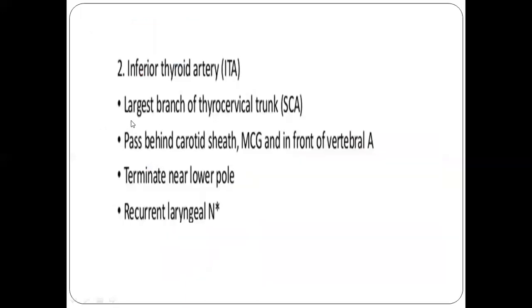So the inferior thyroid artery, the largest branch of the thyrocervical trunk, as I have shown you right now, passes behind the carotid sheath or middle cervical ganglion and in front of the vertebral artery, terminates near the lower pole, and accompanies the recurrent laryngeal nerve. If one side of the recurrent laryngeal nerve is damaged, what happens? Hoarseness of the voice will occur. If both sides are damaged, laryngeal spasm or severe respiratory distress leads to the tracheostomy. So you have to know this.